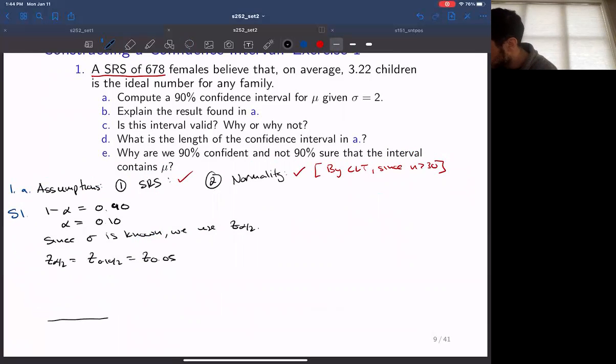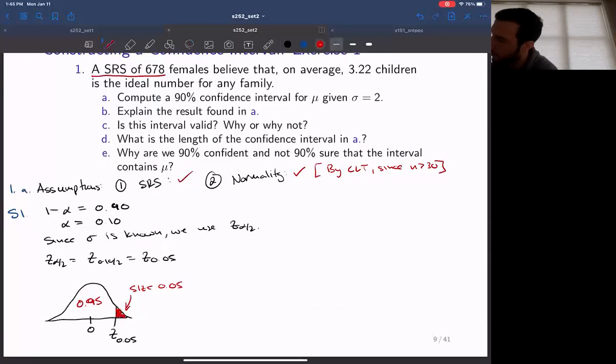If we sketch the curve, so this is our standard normal curve. We have 0 here, and we have z 0.05. So that means that this is going to be a size 0.05, and that the remaining area under the curve will be a size of 0.95.